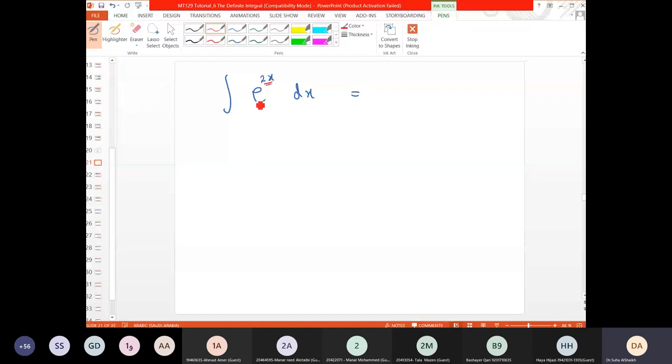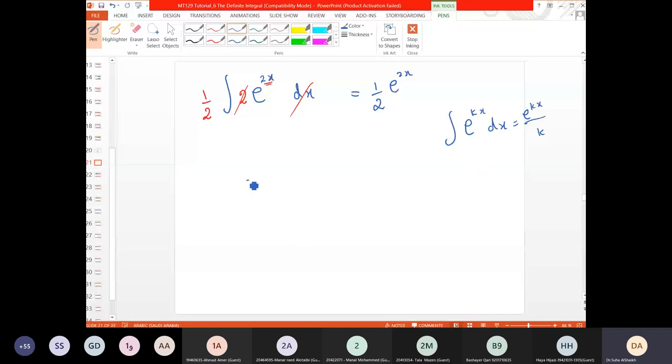The function inside is 2x. I need a 2, so I'm going to divide by 2. The 2 goes with the dx needed for the integration, and I will have half, and the integration of e^(2x) is e^(2x). And actually we mentioned that the integration of e to the power kx dx is equal to e to the power kx over k.